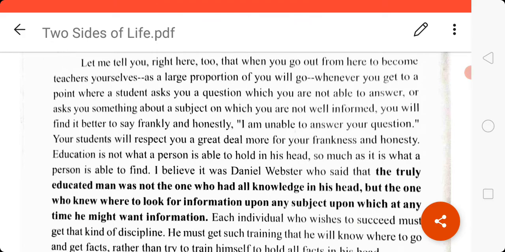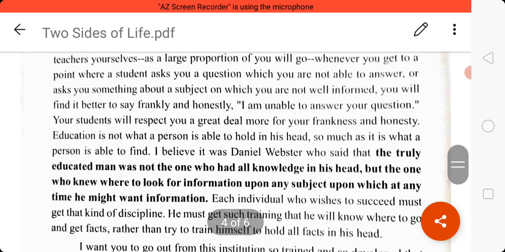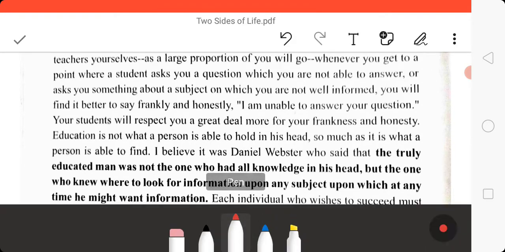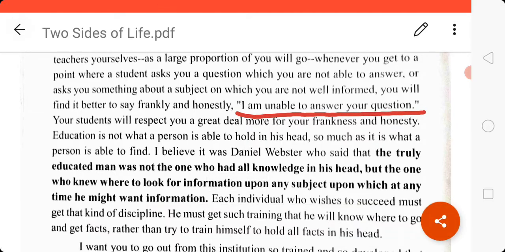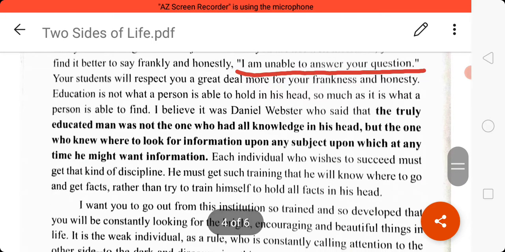What you must do is frankly tell them, I don't know, I am unable to answer your question. You should not pretend that you know. If you don't know, just say, I do not know. Your students will respect you a great deal more for your frankness and honesty. So you will get more respect from the students for your honesty.